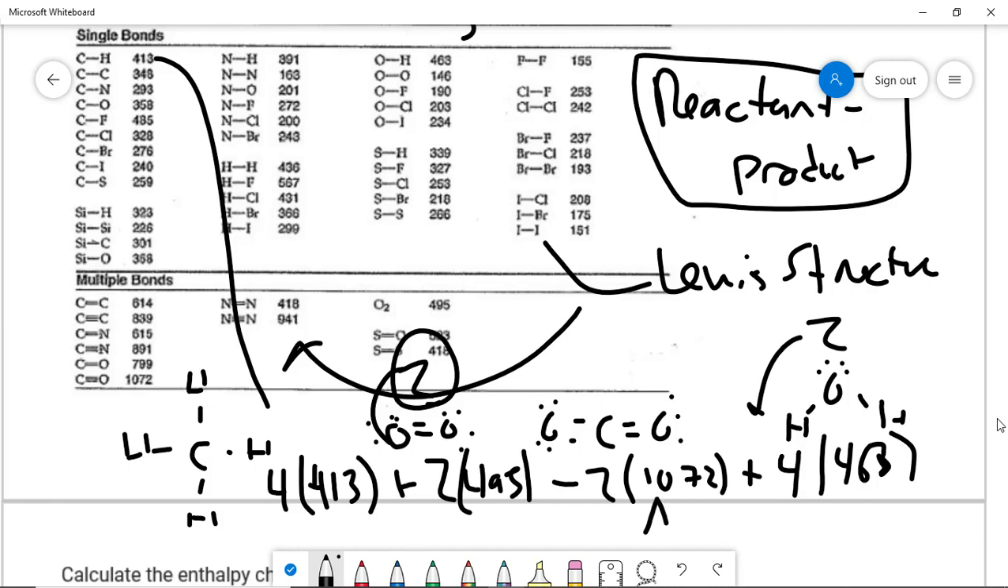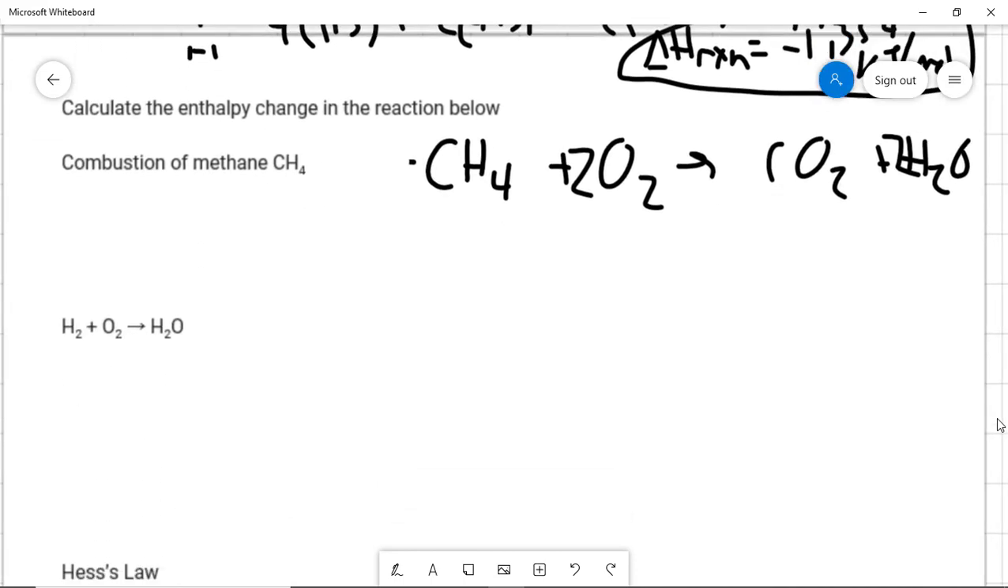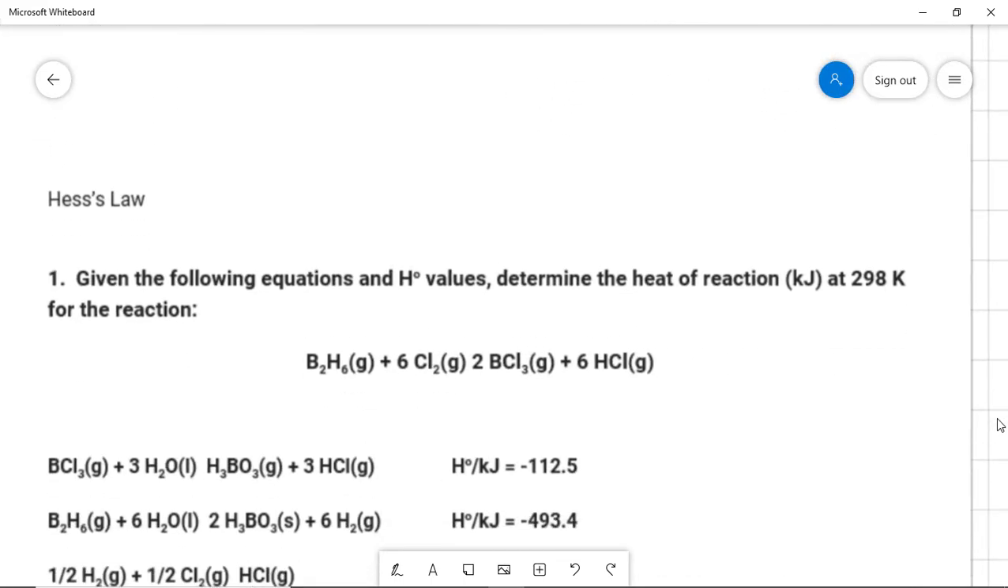What we get here is our delta H of our reaction is negative 1,354 kilojoules per mole. Okay. So again, it's the same concept here. We do need to consider the number of bonds as well as the coefficients of our equation. All right, let's move on to the very last thing for this particular unit.